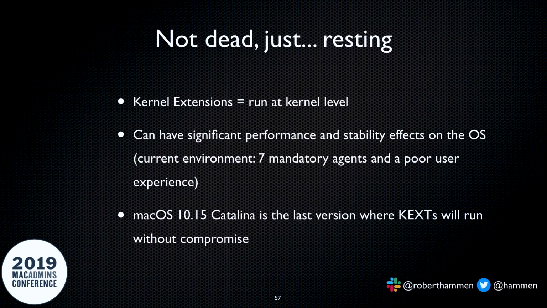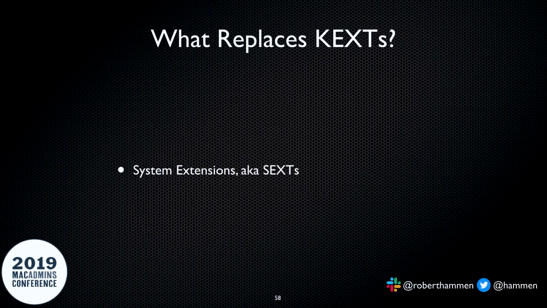So, as I mentioned earlier, Apple's been tightening the noose. You used to be able to write KEXTs, install them on machines, no problem. Then Apple said, well, they have to be code signed. So you have to be an Apple developer to actually do this. And they said, well, they have to be approved by the user, approved by MDM, or the person has to whitelist them. Then they had to be notarized. Now Apple is saying 10.15 is the last version of macOS where KEXTs will run without compromise. They're really trying to push all these security vendors to use new things. So what replaces KEXTs? System extensions, or SEXTs.